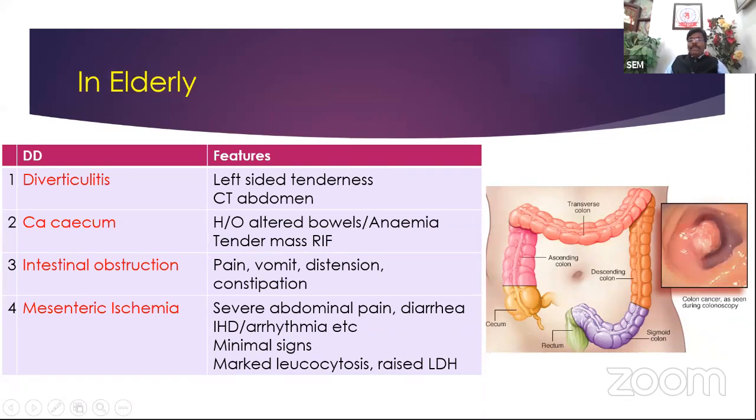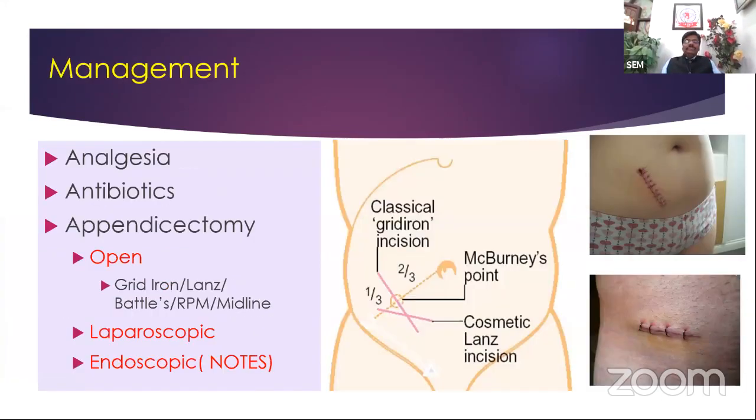What about elderly people? If a 70-year-old man, can't he have appendicitis? Yes, but it is rare. More common in those people is diverticulitis, because the sigmoid colon, even though it is in the left side, if the sigmoid loop is very long, can also present with tenderness in the right iliac fossa. Of course, carcinoma caecum, intestinal obstruction with gangrene, or small bowel ischemia can rarely mimic appendicitis. So keep all these things in mind.